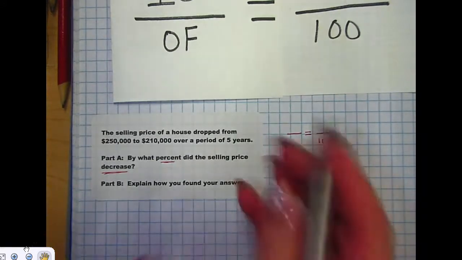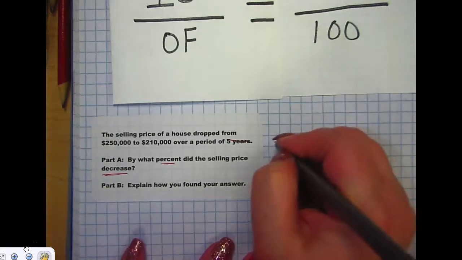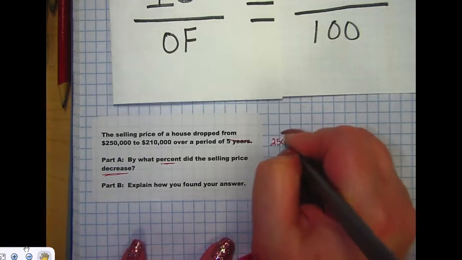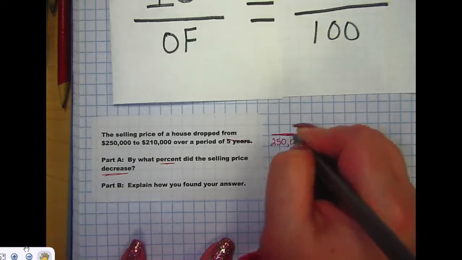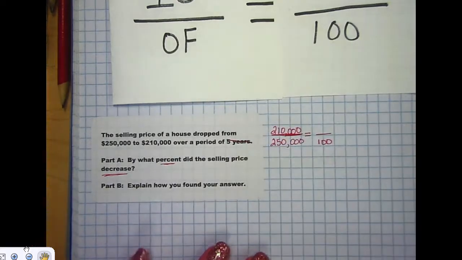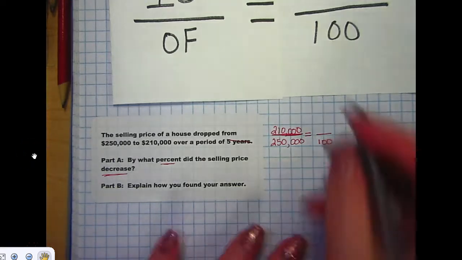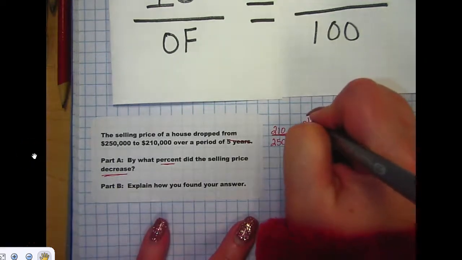So I'm not going to even use the 5 years. That doesn't help me solve the math at all. That's just giving me a frame of reference. So we said the $250,000 is the whole. So what do you think goes in the numerator? The $210,000. But what does the $210,000 really represent? Does it represent the decrease, or does it represent the amount paid? The amount paid. This is the amount paid.